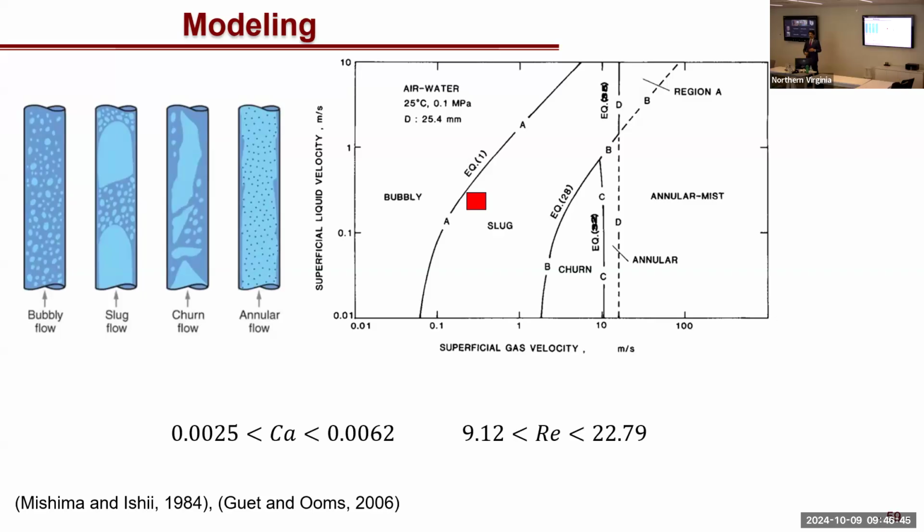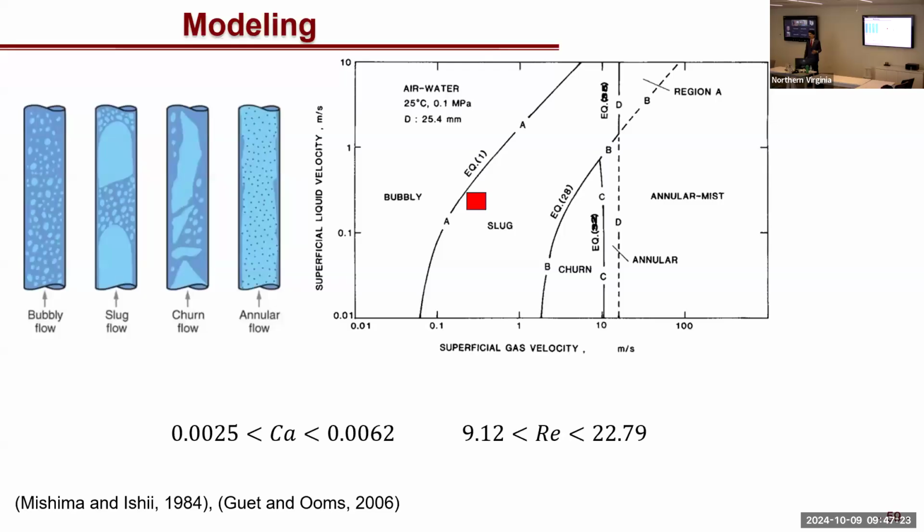So in our tests, we tested capillary numbers ranging from 0.0025 to 0.0062 and Reynolds numbers within these microchannels. It's not the bubble's Reynolds number as described before. It's the microchannel Reynolds number from 0.912 to 22.79. In addition to this, you can't just assume that if you have a capillary number and a Reynolds number within this range that it'll work properly. Certain flow rates will cause the injector to not work properly.